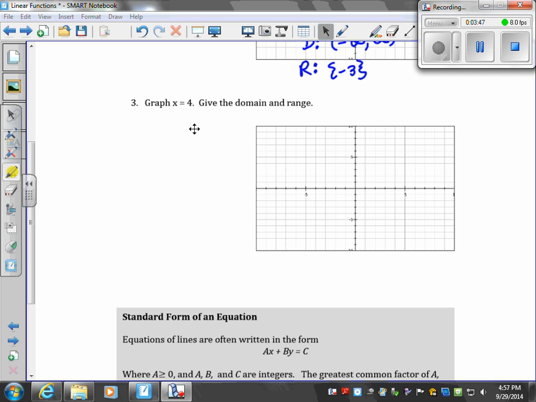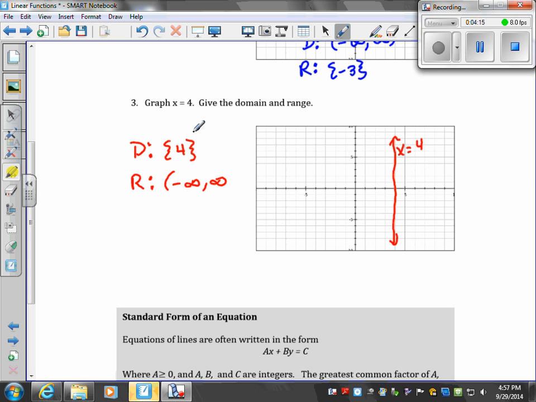Graph x is equal to 4. That's going to be a vertical line at 4. Assume that's a straight line. X equals 4. Okay. The domain is going to be the x values, left to right. The range is the y values, bottom to top. So that's our graph of our x equals 4 equation.